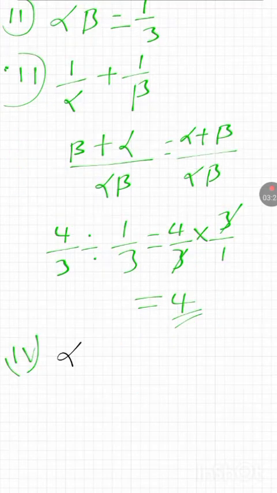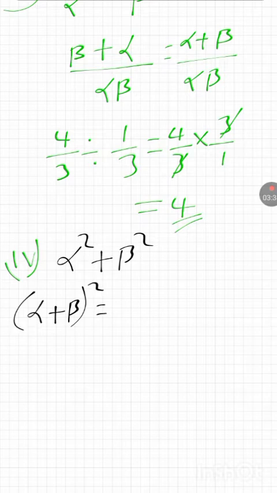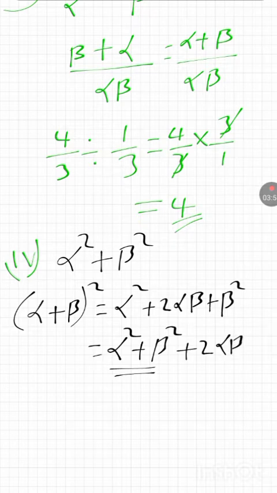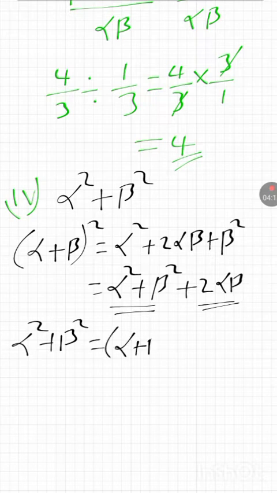Number 4, we are looking for alpha square plus beta square. If we should expand alpha plus beta square, we are going to get alpha square plus 2 alpha beta, then plus beta square. Therefore, let's rearrange this. We have alpha square plus beta square plus 2 alpha beta. This is what we are looking for, so we take this to the other side. Therefore, my alpha square plus beta square is equal to alpha plus beta square minus 2 alpha beta.